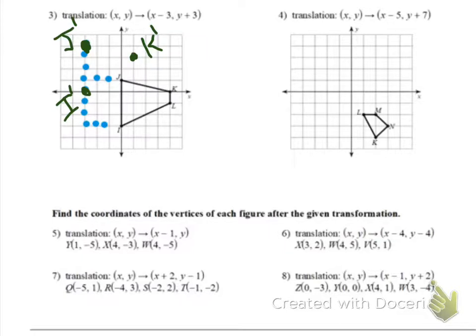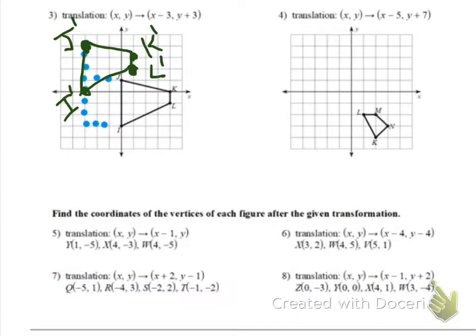And I can also do it by the relationship between the points. So I know that L is 1 unit below K. So L prime, logically, has to be 1 unit below K prime. Connect them up.